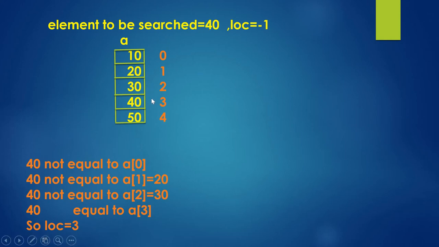Here, 40 is equal to A of 3. See here, A of 3 is 40. That is, that 40 is there in this array. So we need to print the location also. 40 is equal to A of 3, so what will be the location? 3. If the element to be searched is equal to A of 3, the location will be 3.